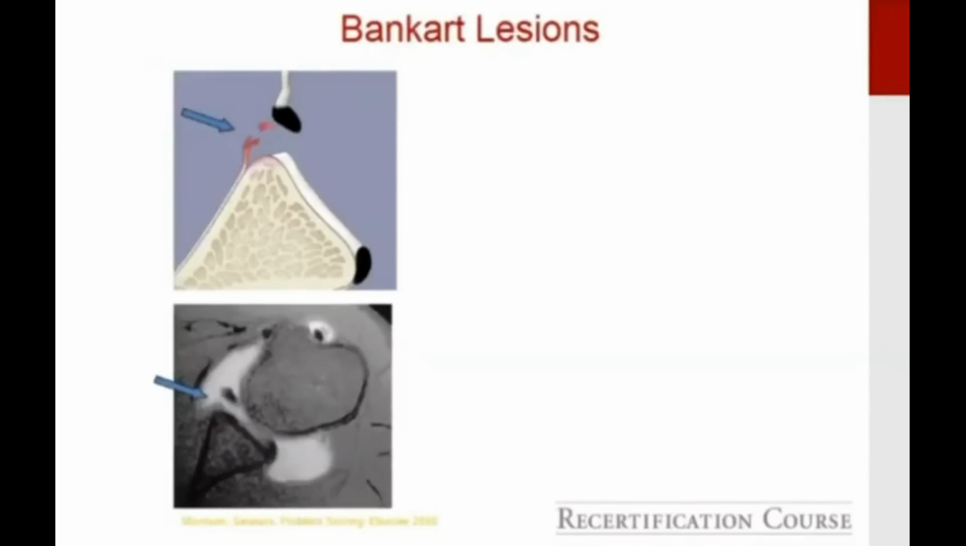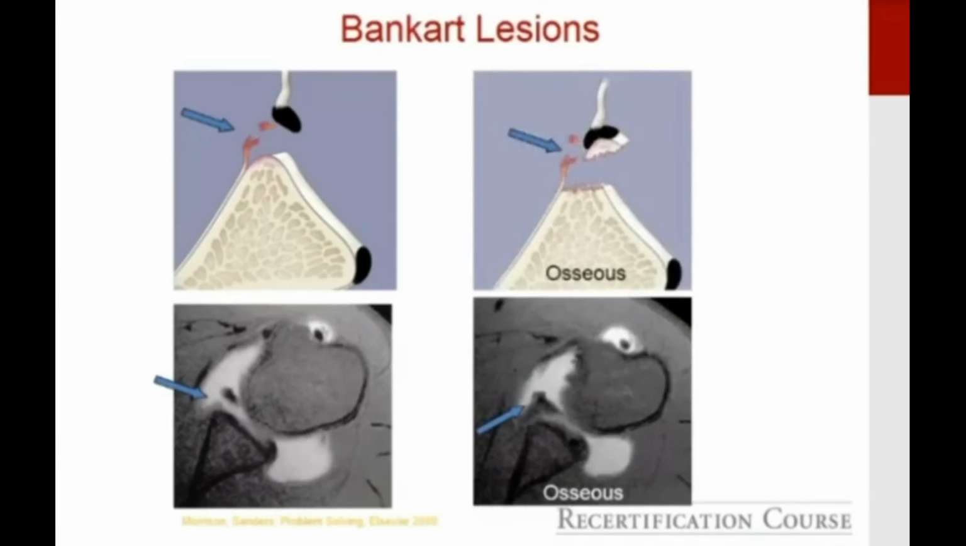Tears of the anterior or posterior labrum are best depicted in the axial imaging plane. Here we see a tear of the anterior labrum with the labral fragment torn and displaced. We have disruption of the medial scapular periosteum and low-grade chondral surface irregularity adjacent to the anterior Bankart lesion. MRI can also show an osseous Bankart component.